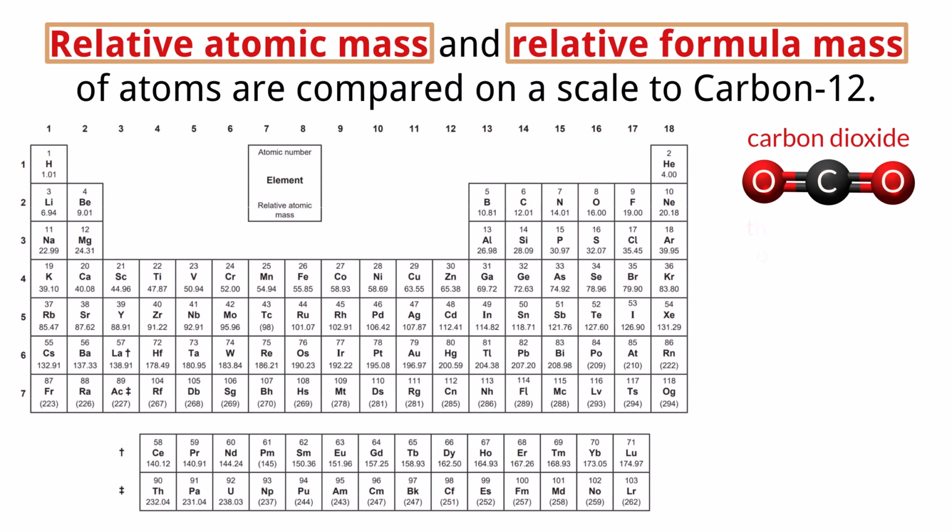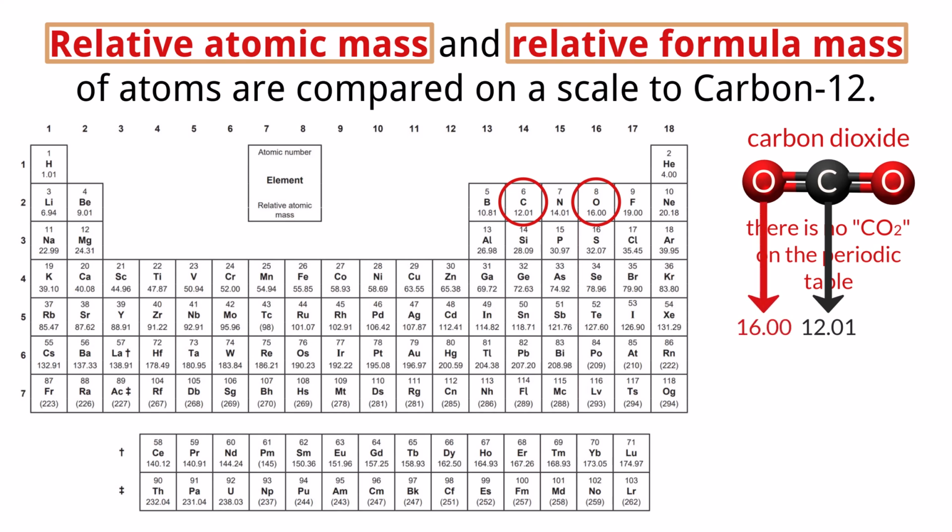While we do not have CO2 on the periodic table, we can use the individual relative atomic masses of carbon and oxygen to calculate the overall relative formula mass of CO2. We will be adding up each relative atomic mass included in this compound. This includes the 12.01 units for carbon, the 16 units for oxygen, and another 16 units for the second oxygen.